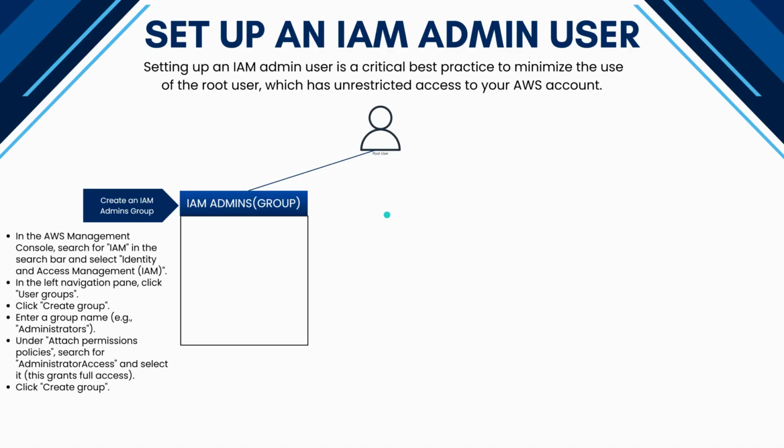And this is the procedure that we're going to follow to do it on the left. So I'll briefly read through it. In the AWS Management Console, search for IAM, and we click User Groups. We create the group. We enter a group name, and we attach permissions policies. And the policy we're going to attach is Administrator Access, and select it, and that'll grant full access.